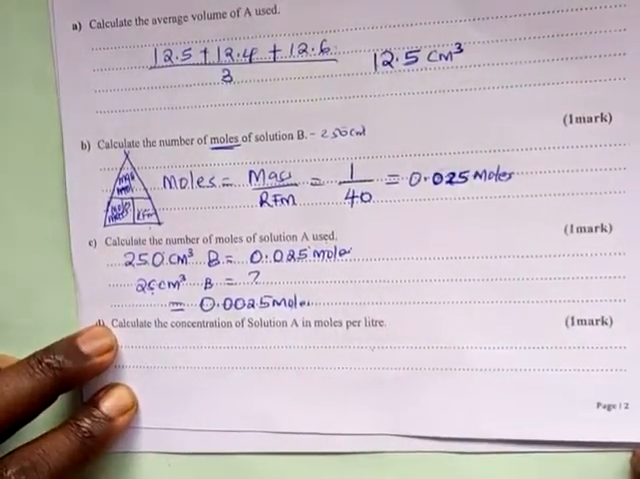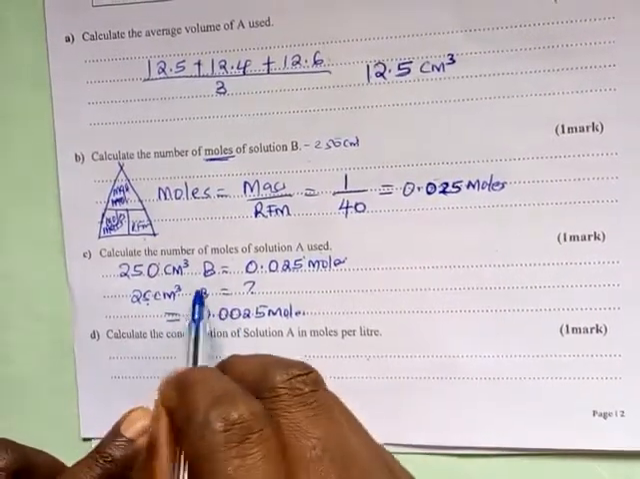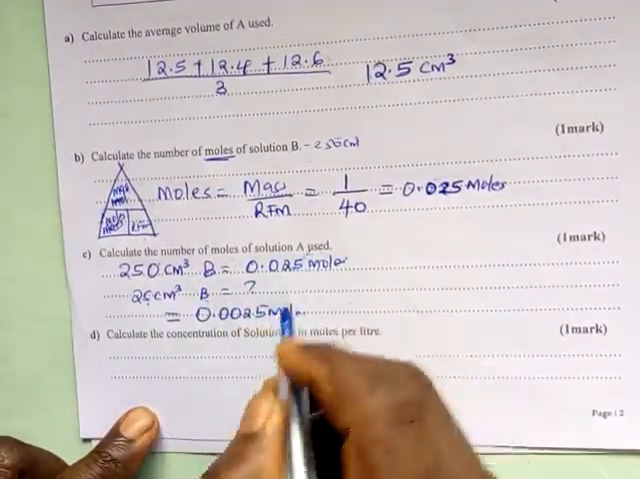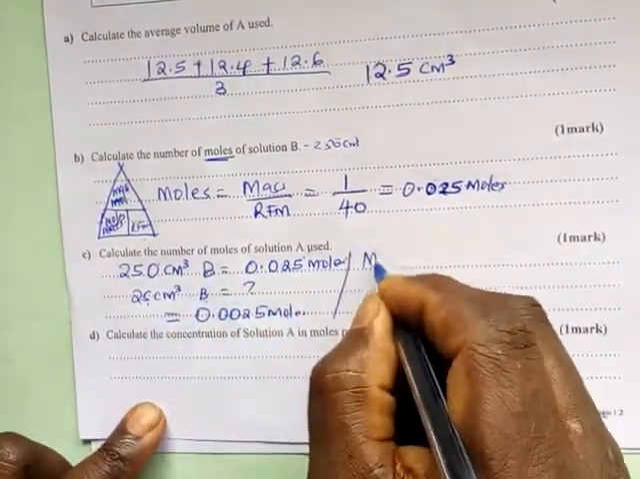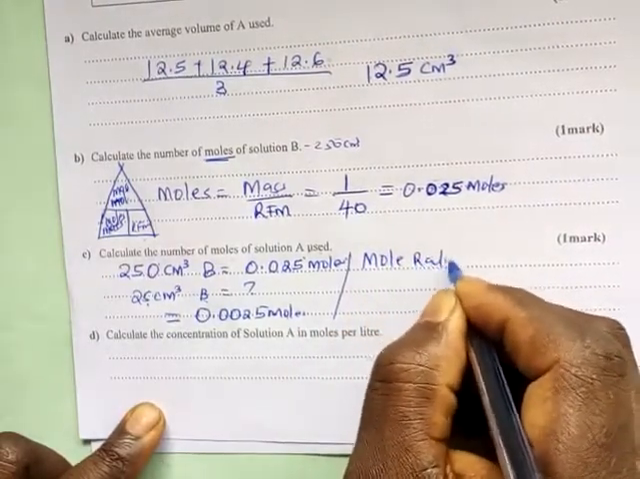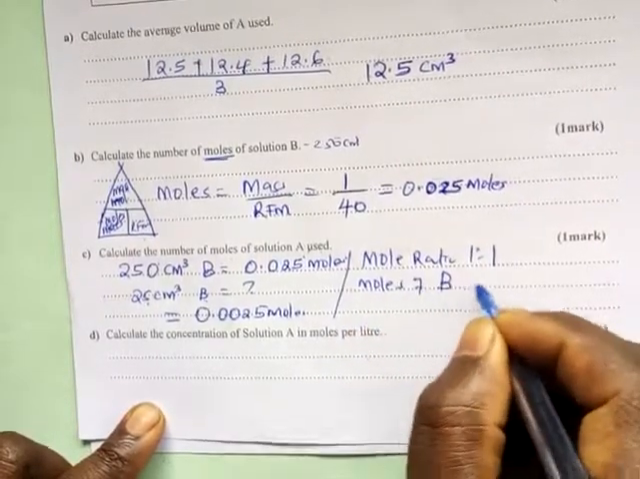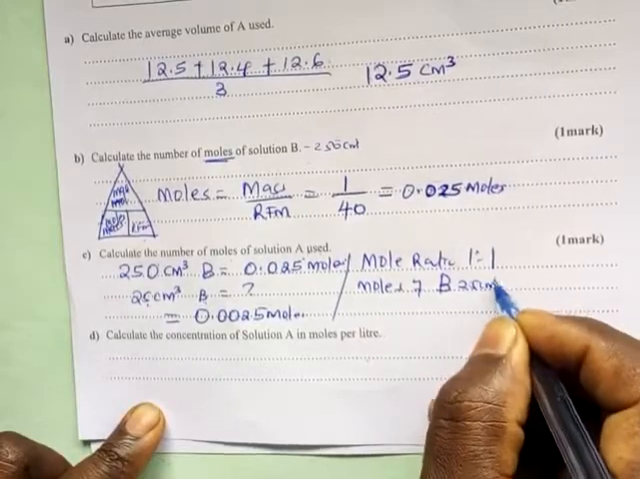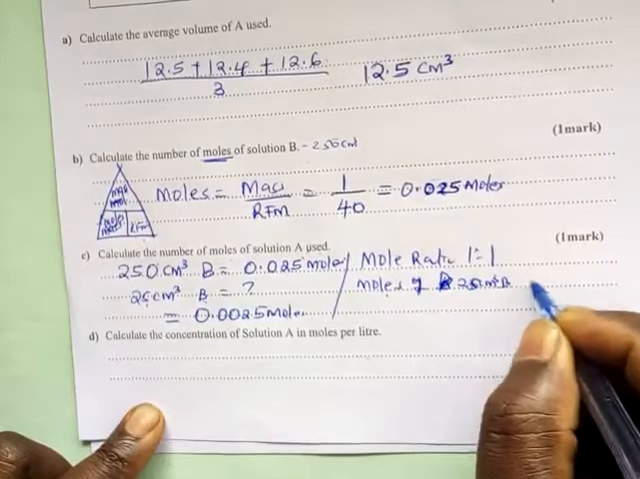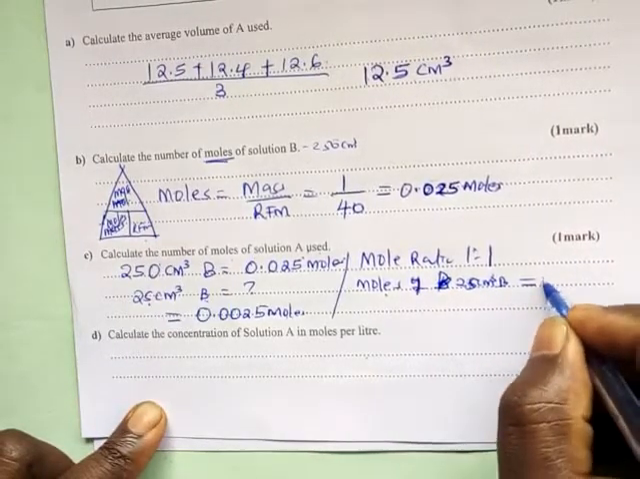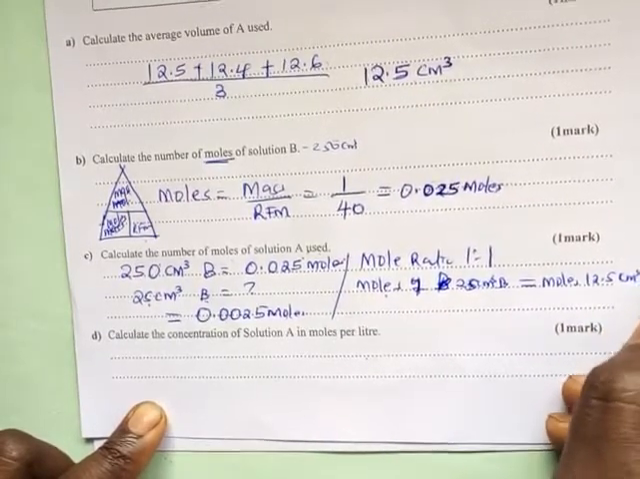Now we know the number of moles of A. Automatically we are going to know the number of moles of B that reacted with A. So we use the mole ratio, because both of them are monobasic, therefore the ratio is 1:1, meaning that moles of 25 cm3 solution B will be equal to moles of 12.5 cm3 solution A.